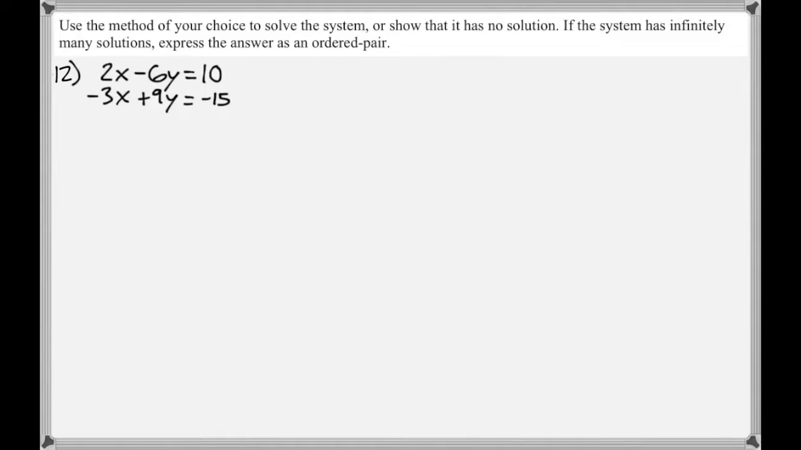I'm solving the system of equations by the method of my choice. So I'm going to choose to solve by the elimination method. And I want to get rid of my x's, and I can build them both up into 6. Well, this one's going to be a -6 though, so that they'll cancel out when I add them together. So I'm going to multiply this top equation by 3 and the bottom equation by 2.